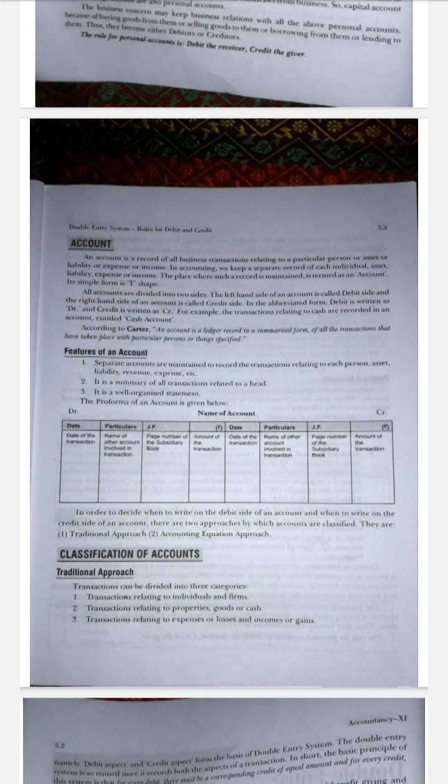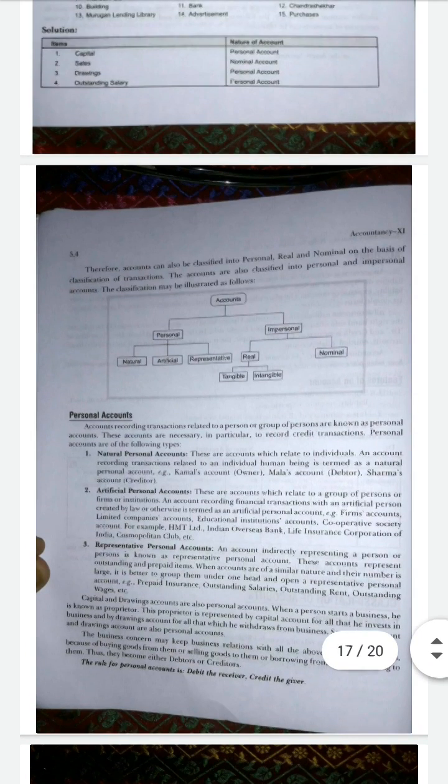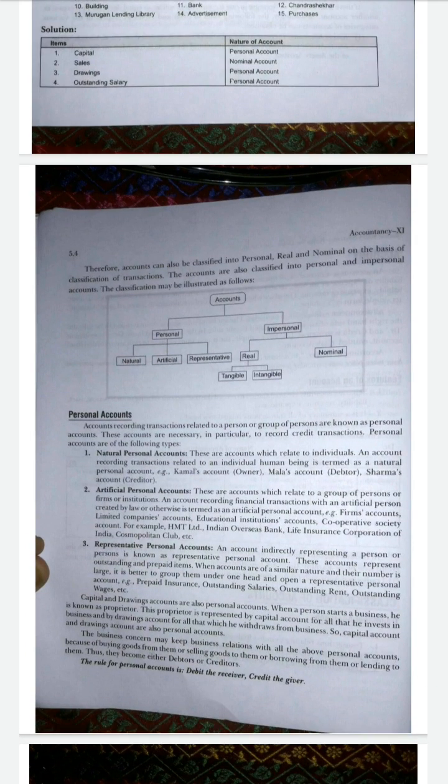Next, the accounts may be classified into two types: personal accounts and impersonal accounts. Personal accounts have three types: natural, artificial, and representative. Impersonal accounts are divided into two types: real and nominal. The real account is subdivided into tangible and intangible accounts.